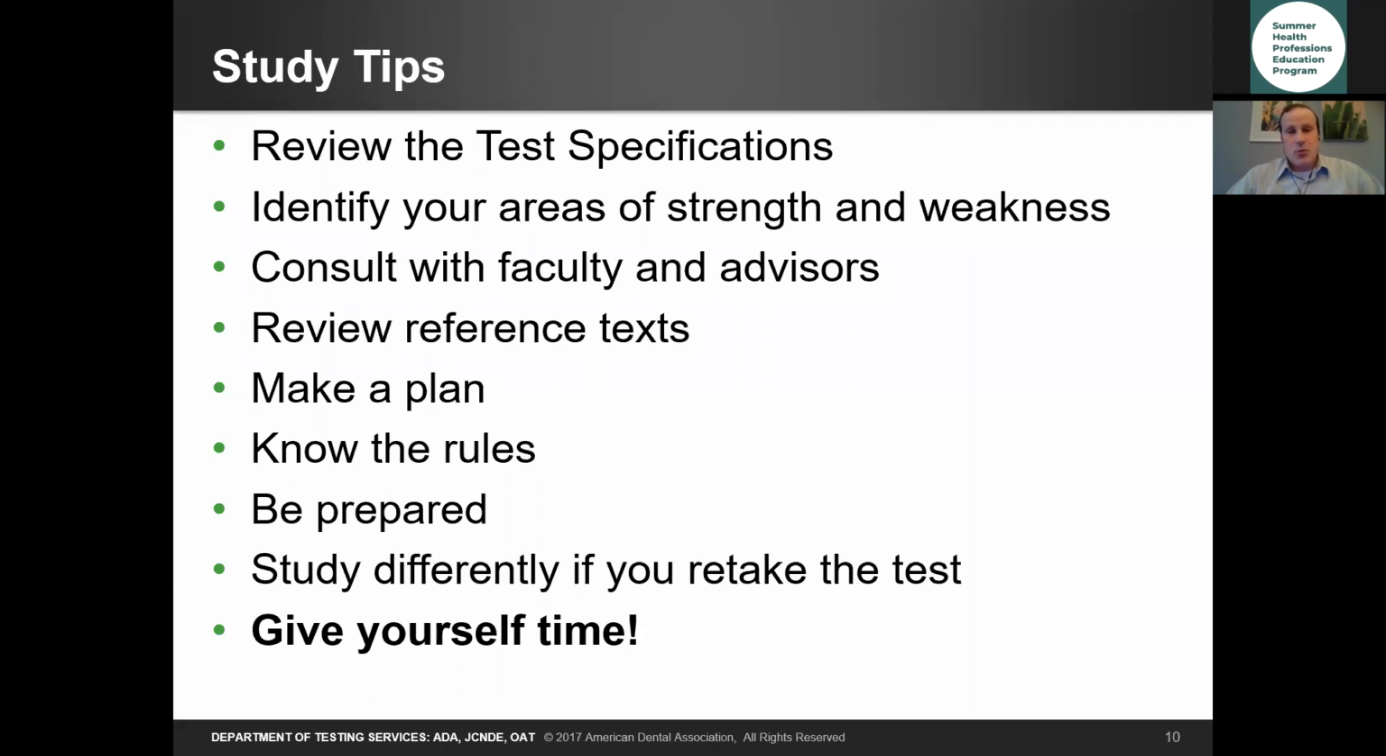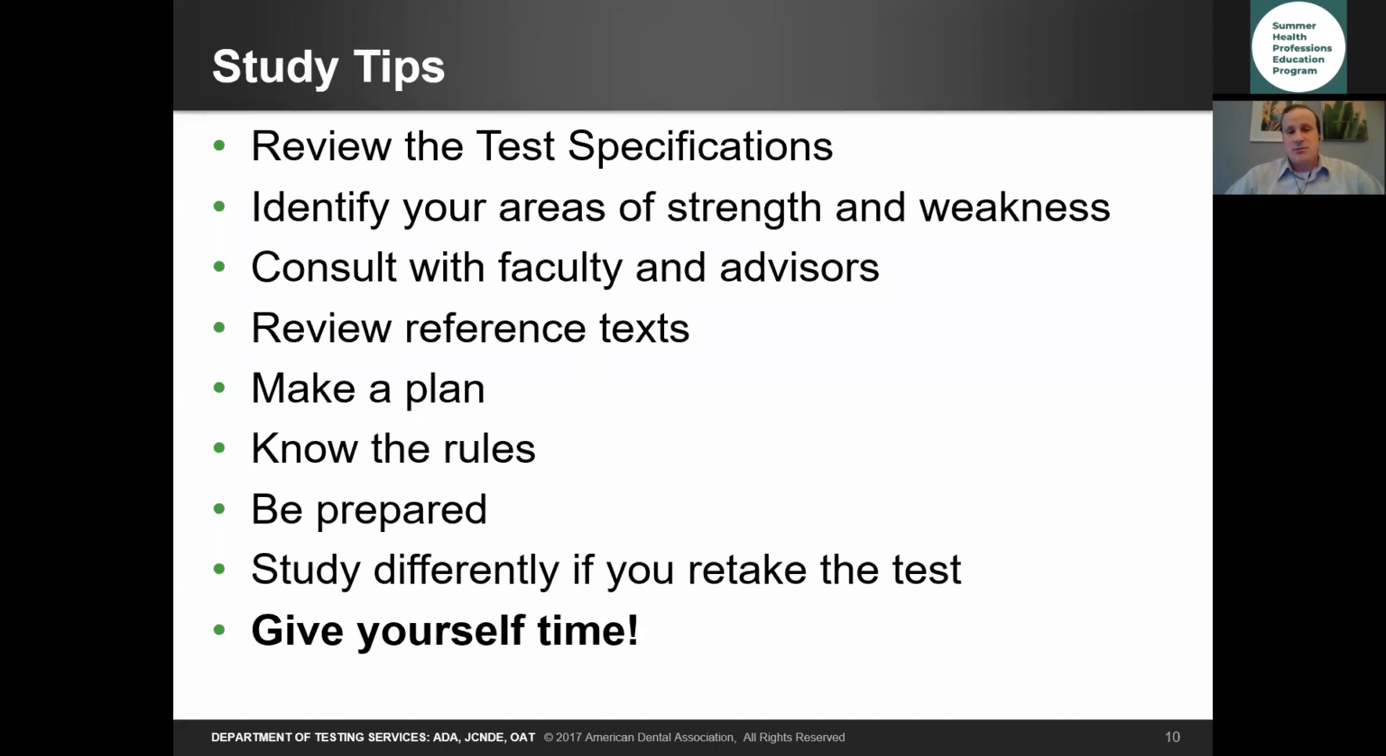And I think the most important thing is to make a plan and then stick to it. And the most important thing there, I think, is being realistic and honest with yourself. I can't tell you how long you should study for the test.